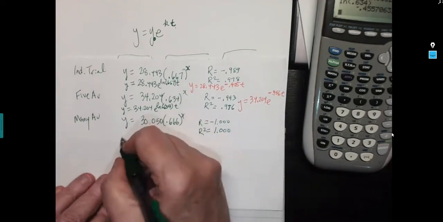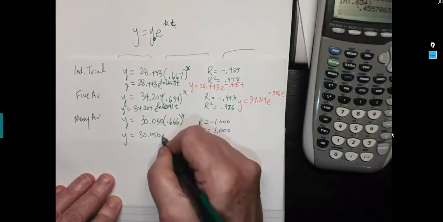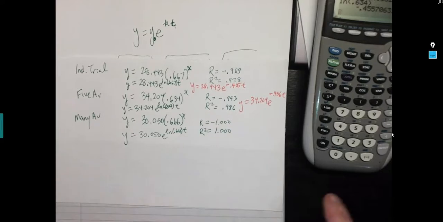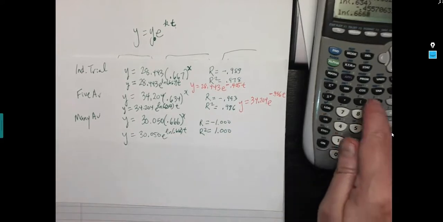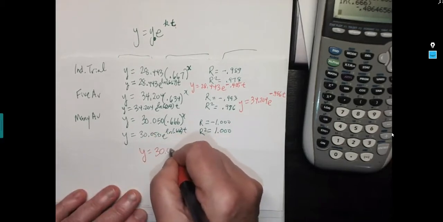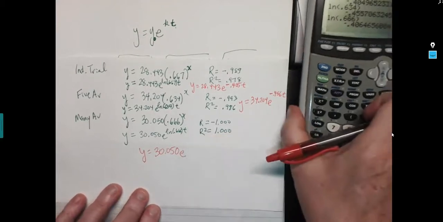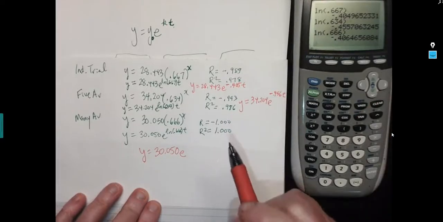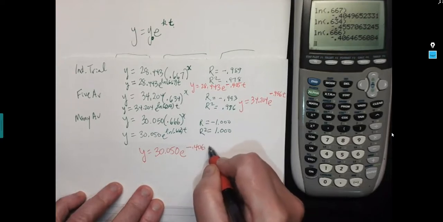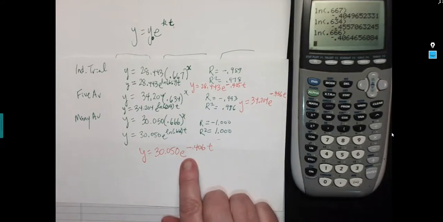And finally, this one's going to be, well, I'll start with that, and then e to the power of ln of 0.666 times t, and so my standardized form here, I'll take that to 3 places, and I'm going to get negative 0.406 times t.